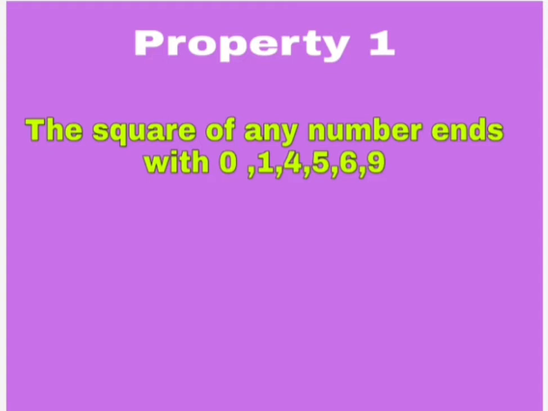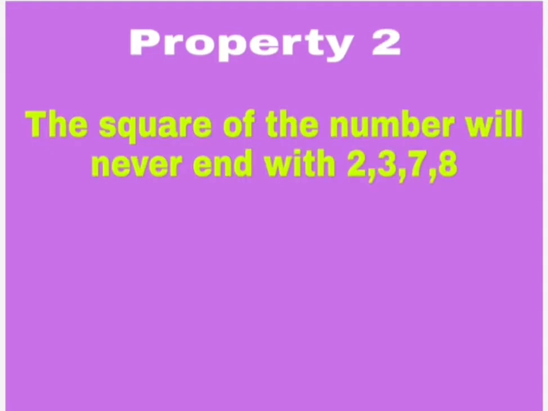So this is the first property of square numbers. The second property is that the square of a number will never end with 2, 3, 7, 8. Which means if 2, 3, 7, 8 comes in the unit place of any number or any square number, that number cannot be a square number.